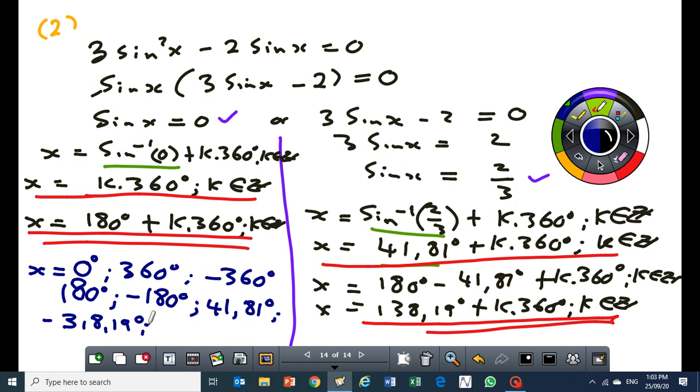Now I need to move on to the fourth one. If I put k equal to 0 here, I'll get 0 times 360, which is 0, plus 138,19. So 138,19 is a solution. Are you following? If I put k equal to 1, I'll get 360 plus this, an answer above 360. I don't want that one. If I put k equal to minus 1, I'll get minus 1 times 360, which is minus 360. Minus 360 plus this, well, what is minus 360 plus 138,19?